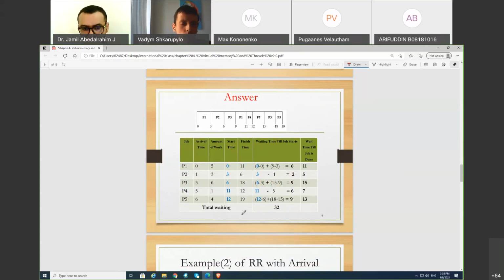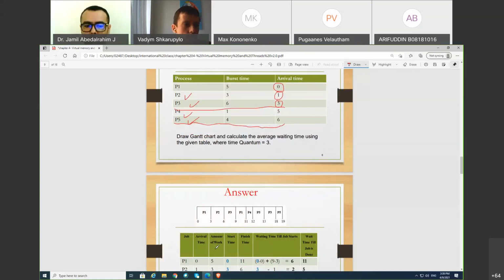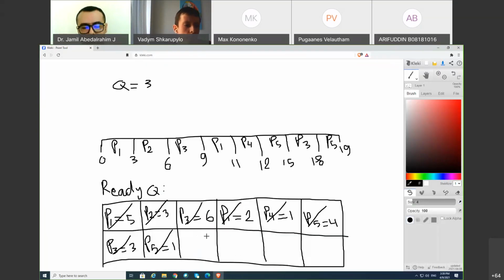Then we go to the second P, the third P, and again we return to the first P. Okay, look, that's what I mentioned. You need to follow the ready queue table. You need to follow the ready queue table. The mechanism here, I have an idea.